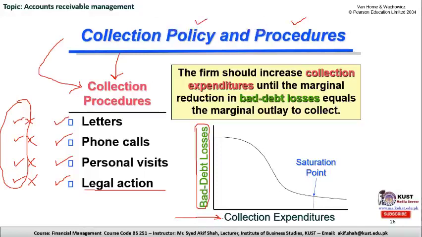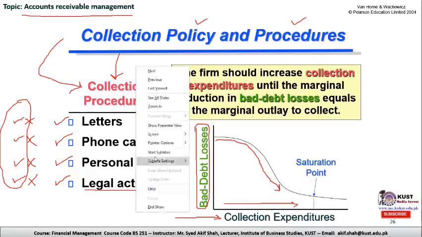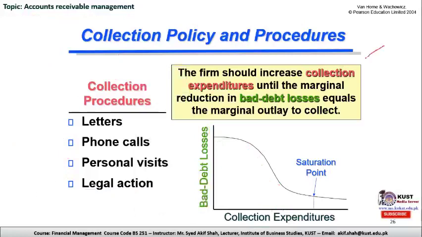We can see that if we increase our collection expenditures, the bad debt losses gradually start to decrease, because the more sophisticated techniques we use to manage our account receivable efficiently, the fewer bad debt losses usually occur. So up to what level should a company increase the collection expenditures? For this purpose, you have to come to this rectangular narration.